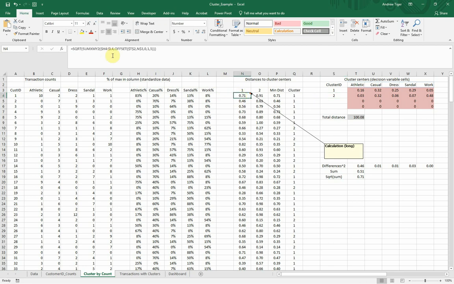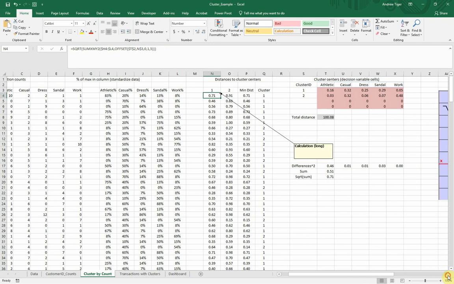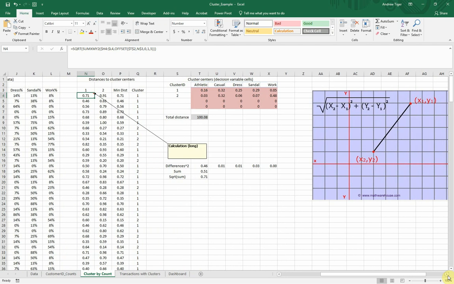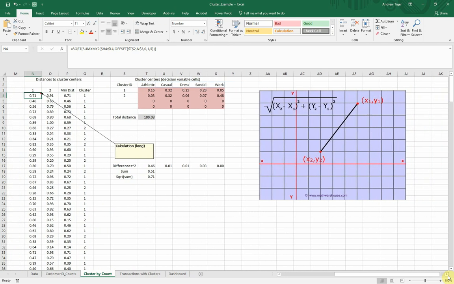So this formula, which is really ugly, is based on some theory. This 0.71 is a distance. That's how you want to think of it, as a distance. So let's go over and look at this. It was a very simple 2-dimensional problem.